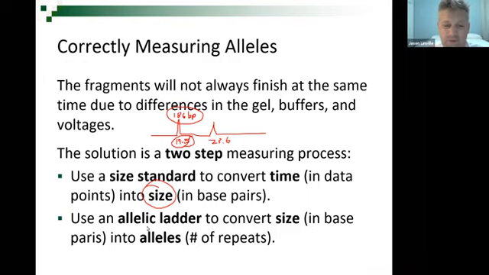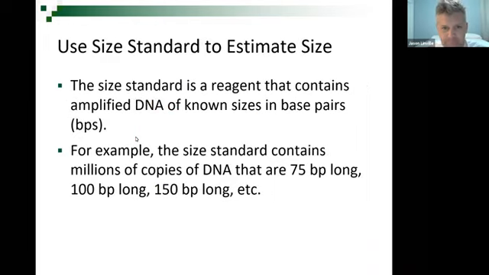So we then use an allelic ladder that will take this size and say, okay, today on this instrument, 186 is a 9 allele. So we want to go over these processes because the size standard is used a little bit differently than the allelic ladder.